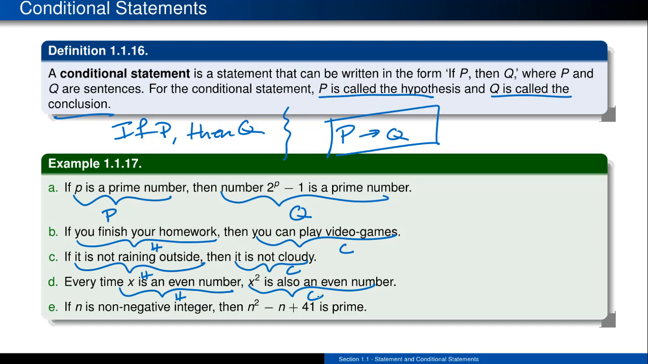And last but not least, I actually had this one that we just looked at, this idea that if I start with some random non-negative integer n, I'm claiming that n squared minus n plus 41 is going to be prime. So in that case, we also saw that that thing is a false statement, because I could find some non-negative integer that satisfies that hypothesis but fails that conclusion. So it's going to be this kind of weird dynamic coming into play.